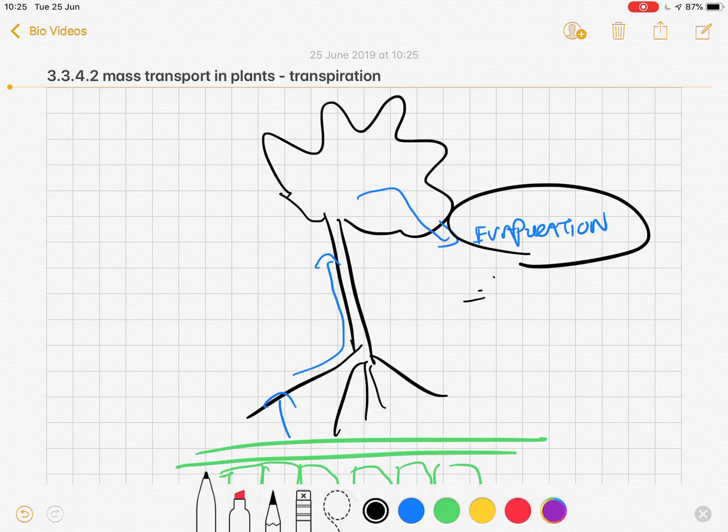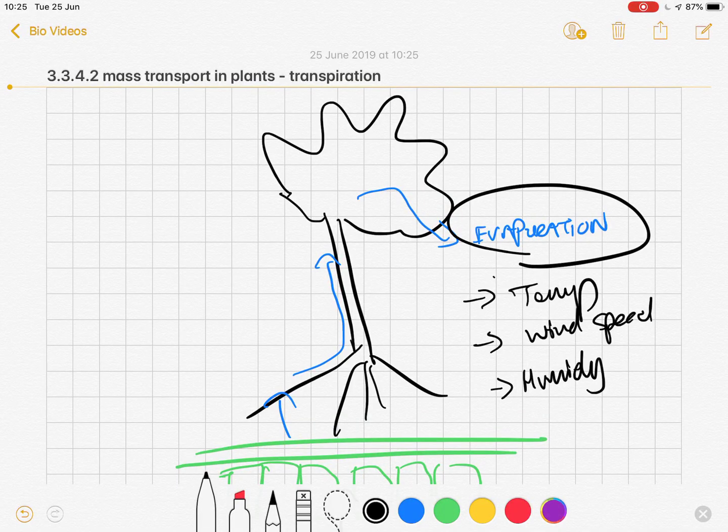So evaporation might increase if the temperature increases. It might increase if wind speed increases. So if there's more wind speed, it blows water away and that increases the osmotic gradient. Humidity, if it increases, will decrease the osmotic gradient. So we've got lots of water outside the stomata. That means there's less of a difference and less movement of water. So those three factors would affect transpiration and pull.